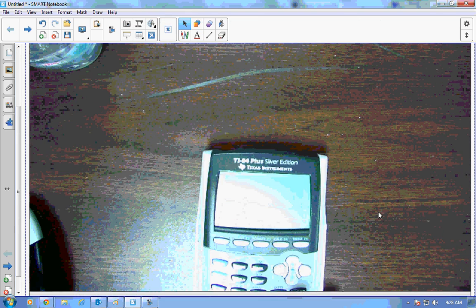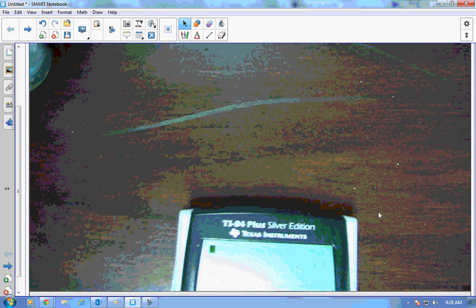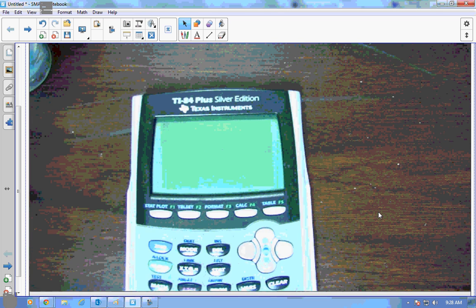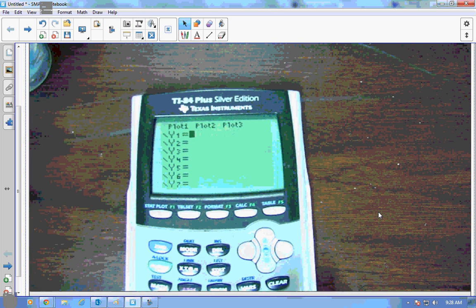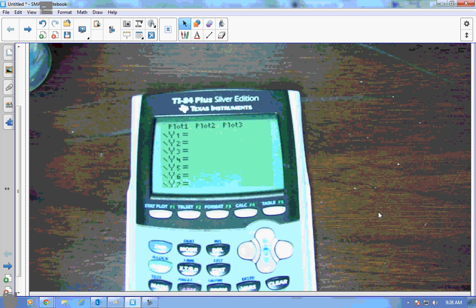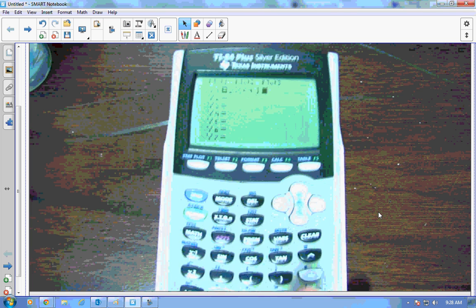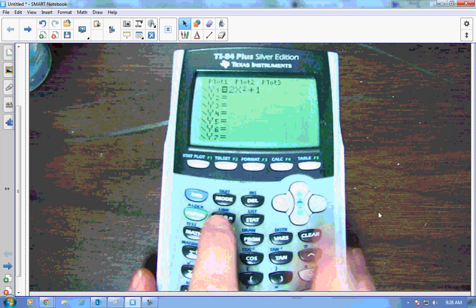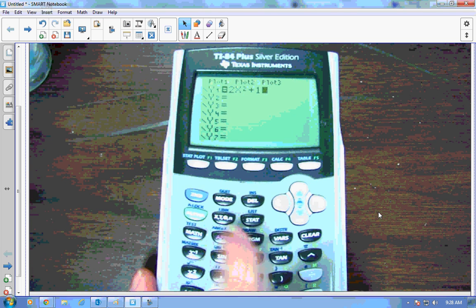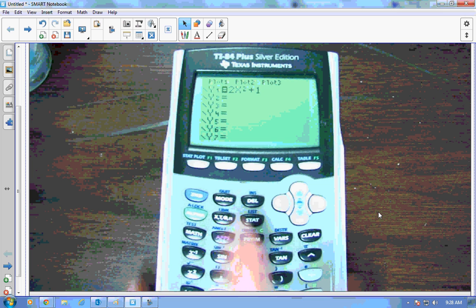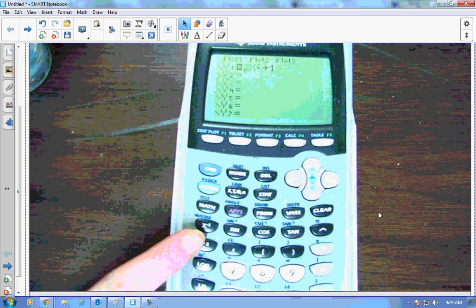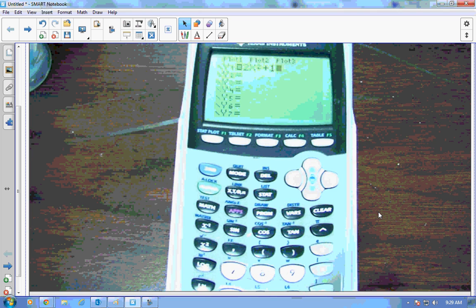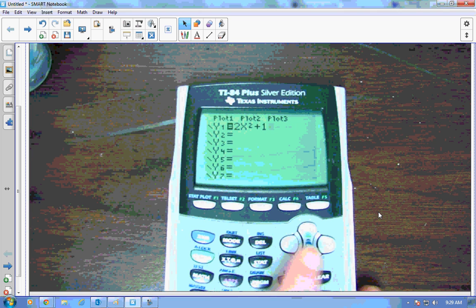Hit that y equals. Clear out anything that's in there and put in the first equation, which was 2x squared plus 1. The x, as a reminder, is up here by the green alpha button. X squared is right here, diagonally up from the 7. Okay? 2x squared plus 1.